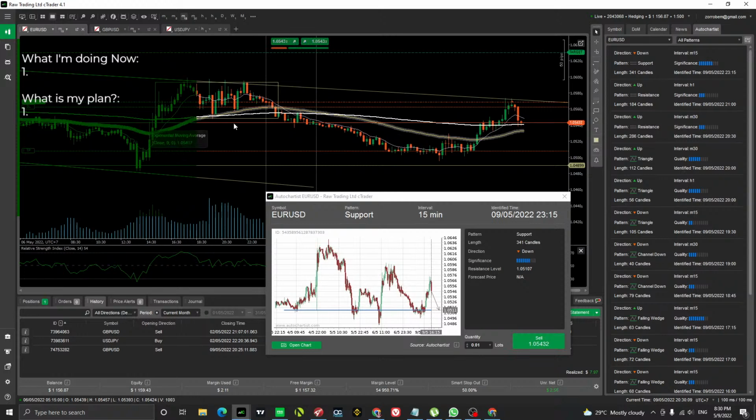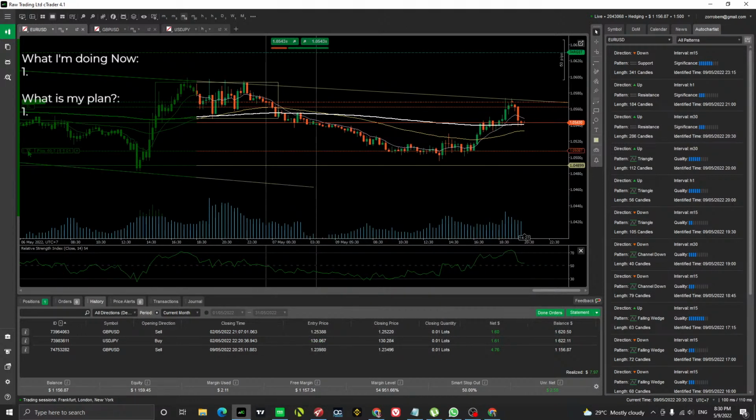It retraced until this area here, where there's a small support. It also touched the moving average lines, so this is acting as support. So let's analyze right now. My take profit is here, which is $6, right down to this area over here.